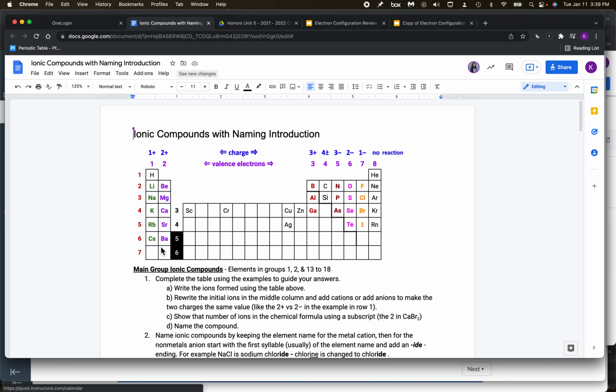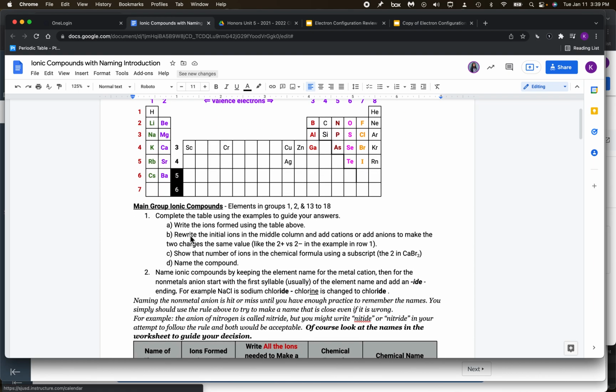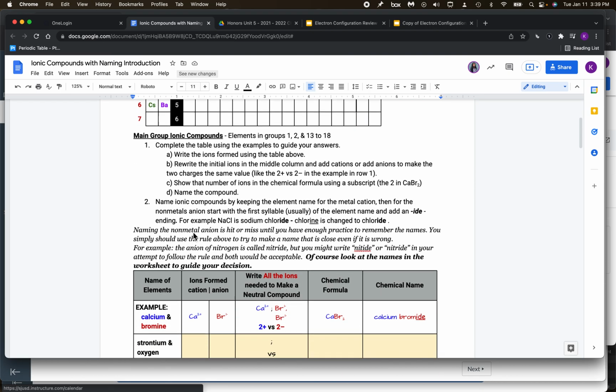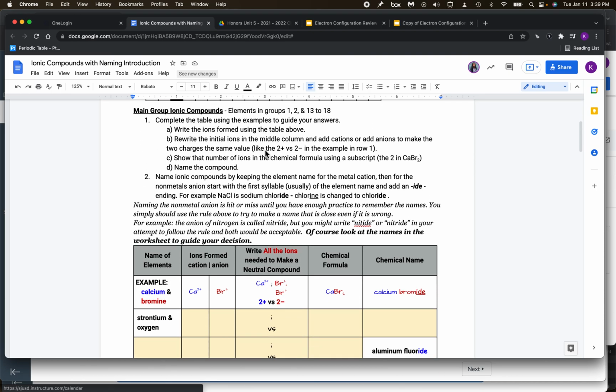It's right here. So if I have strontium, which you'll have, it's 2+. If I have aluminum, it's 3+. If I have sulfur or oxygen, it's 2-. You just use this chart. What you're supposed to do is write out the ions when using the table.